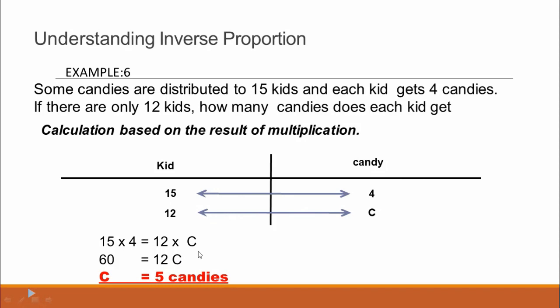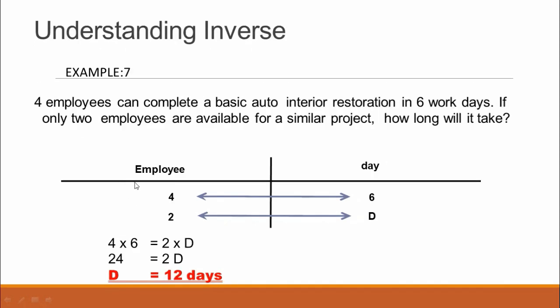Now another example: 4 employees can complete a basic auto interior restoration in 6 work days. If only 2 employees are available for a similar project, how long will it take? In this example, we first look at the employees quantity. In the first sentence 4 employees, and in the second sentence there are 2 employees. So dear students, note that the employees quantity decreases.